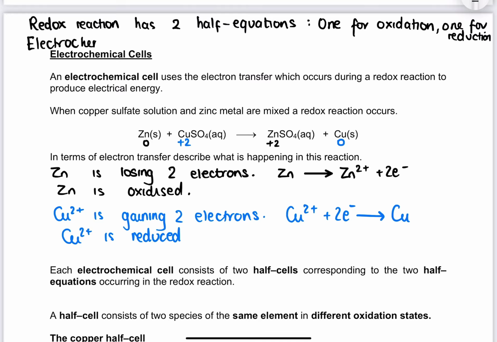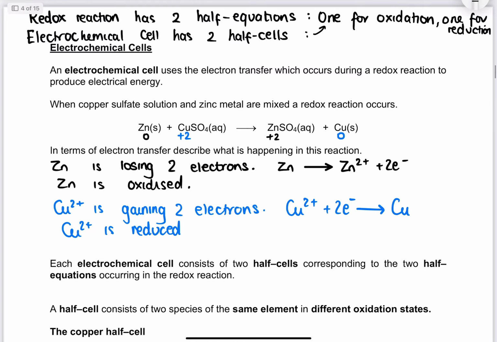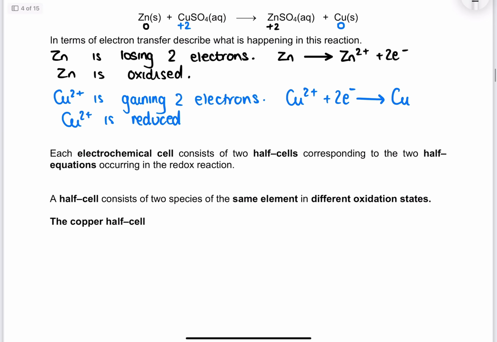So a redox reaction has 2 half equations. An electrochemical cell has 2 half cells. Again, one for oxidation, one for reduction. So we've got a redox reaction made of 2 half equations and a cell made of 2 half cells, and they match up. So what is a half cell?